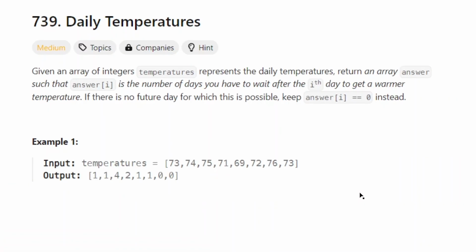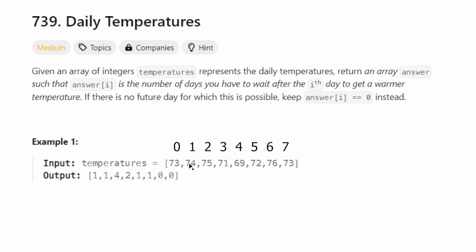So let's get started. The given problem description says that we have an array of integers where each element represents the temperature of that particular day. Suppose at 0 the daily temperature is 73. Now we have to find after how many days we have to wait to get higher temperature than 73. So we can clearly see if we wait for one day, then we will get higher temperature than 73. That is why in the output 1 has been written.